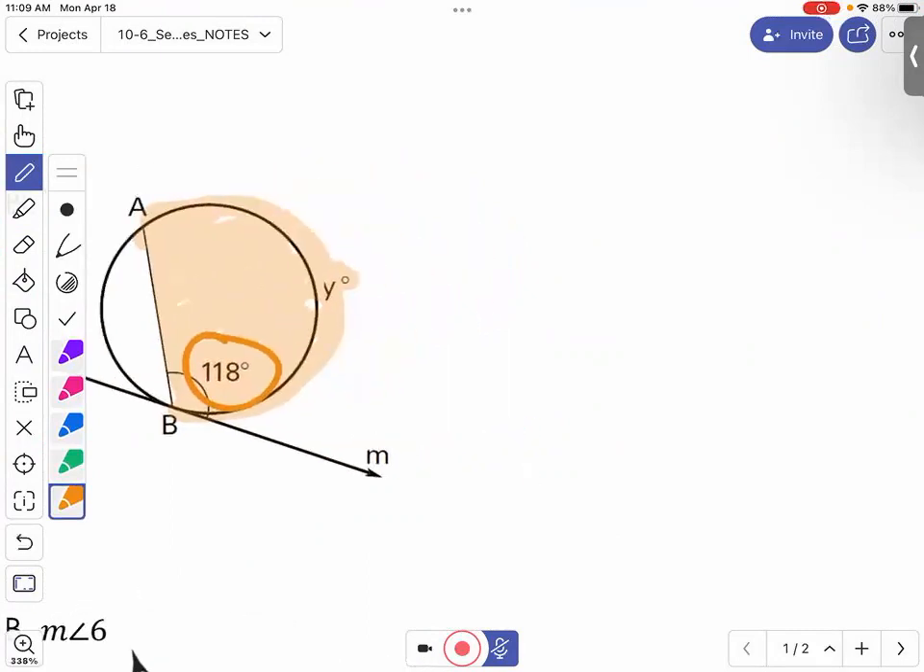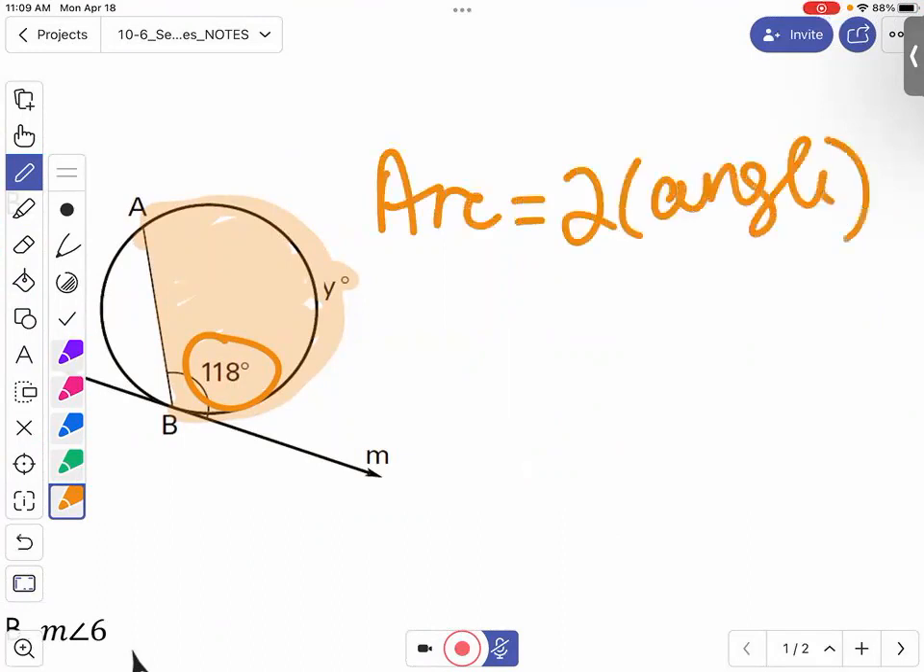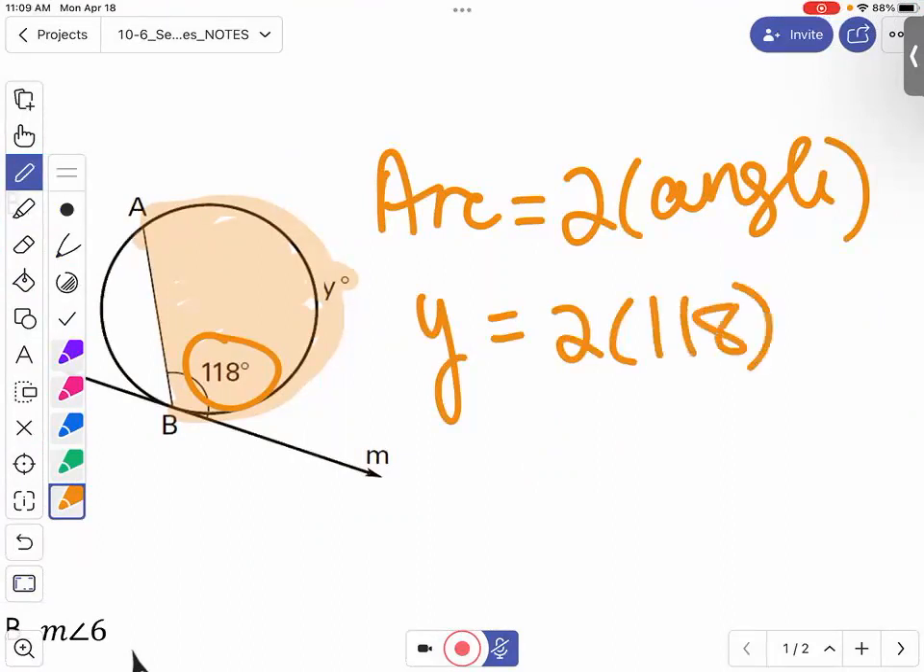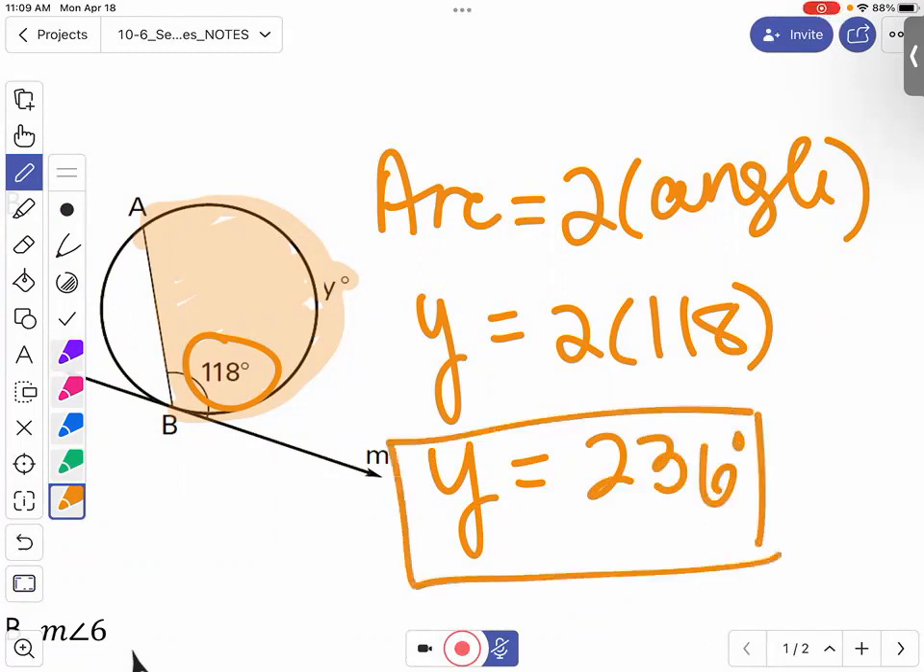That's the angle I have. So if I need the arc, my formula says it should be 2 times whatever my angle is. So my arc is the y. So I need to know what is 2 times 118. So that means y will equal 236 degrees. So that is a pretty big major arc going on.